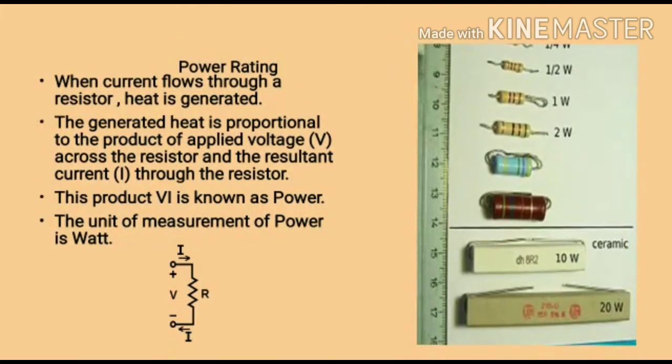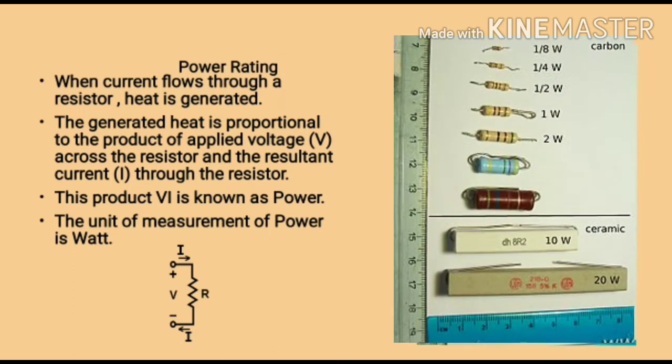Now, let us come to know power rating of resistor. When current flows through a resistor, heat is generated. The generated heat is proportional to the product of applied voltage V across the resistor and the resultant current I through the resistor. This product V into I is known as power. The unit of measurement of power is watt.